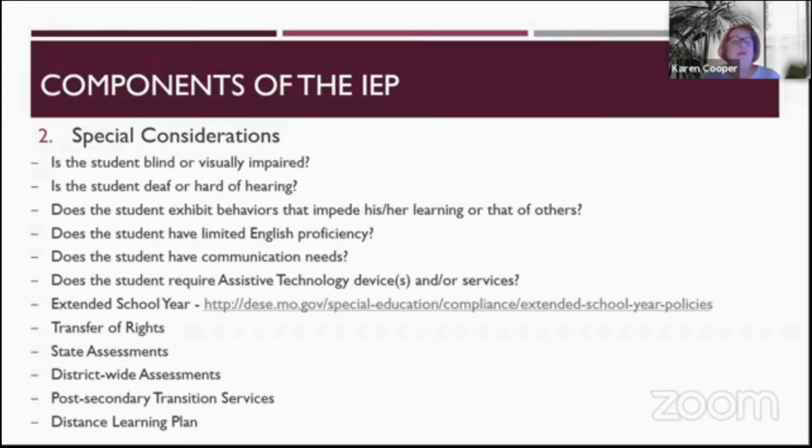The next section or the next component of the IEP is the special considerations page. And what IDEA says, we have to consider all of these things when we're developing those goals and services and supports. So is the student blind or visually impaired? And if so, do they need Braille and instruction in Braille, and has a referral to rehabilitation services for the blind been made? Is the student deaf or hard of hearing?